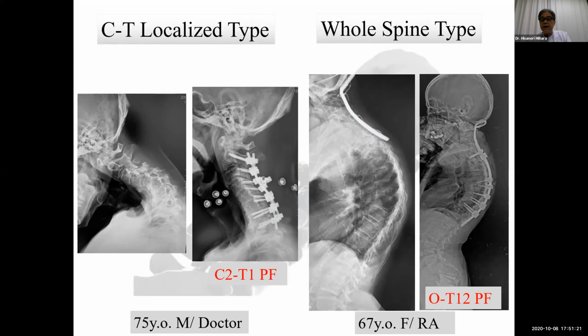Then the left side case was treated by C2 T1 posterior fixation, and he returned to his job as a medical doctor. The right side patient required long fusion from occiput to T12. Still, she needs support for standing, but she can keep horizontal gaze in sitting position.